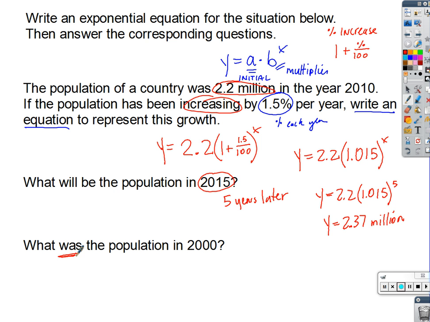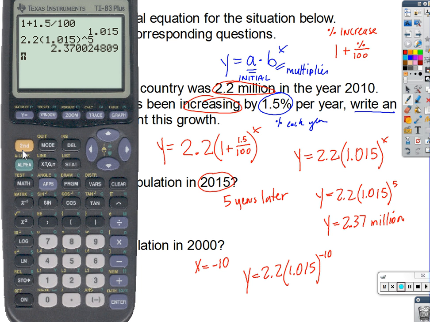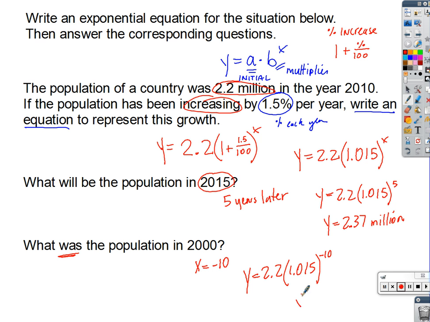What was the population in 2000? That means we're going backwards in time, so we would need to substitute a negative 10, because 2000 is 10 years before 2010, to determine what the population was in 2000. So same process, 2.2 times 1.015, and now we're going to the negative 10th power. Now all this is assuming that this population grows in this fashion, okay, all the time. And it looks like 1.895 or 896, so we'll just call that 1.9 million. If we round that to 2 decimal places, 1.9 million in 2000. So you'll have to do a problem like that on tomorrow's test.